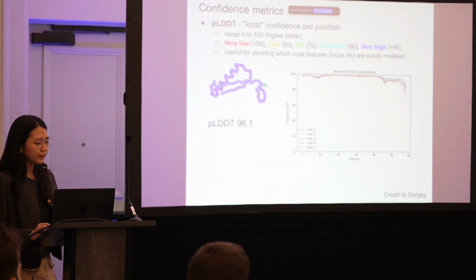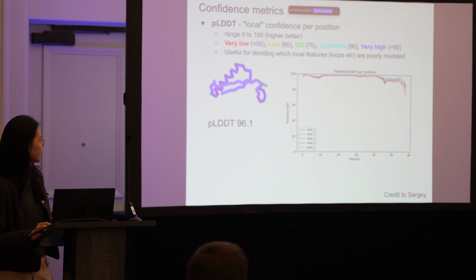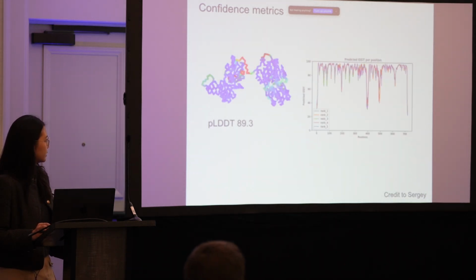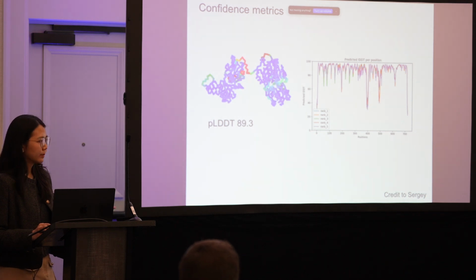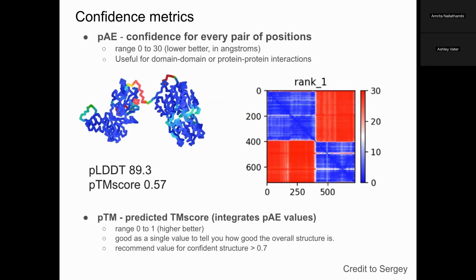So what does pLDDT tell? pLDDT is a local confidence per position, with a range from 0 to 100. Usually higher is better. A score of more than 70 is usually regarded as a confident region, but less than 70 is usually regarded as not confident. It works for monomers, and also works for multimers.